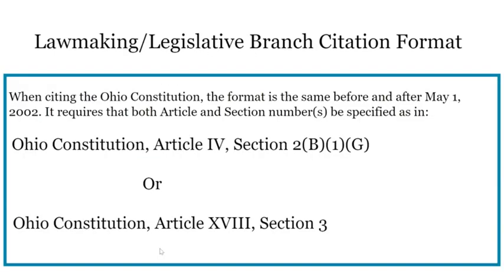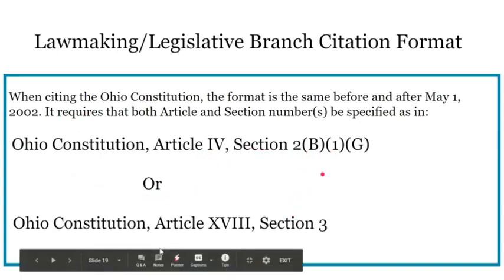So now we're going to look at some lawmaking legislative branch citation formats. This first one, when citing the Ohio Constitution, the format is the same before and after May 1st, 2002. It requires that both article and section number be specified. So here is your example, the Ohio Constitution, the article number, and the section number. So that is for the Ohio Constitution.